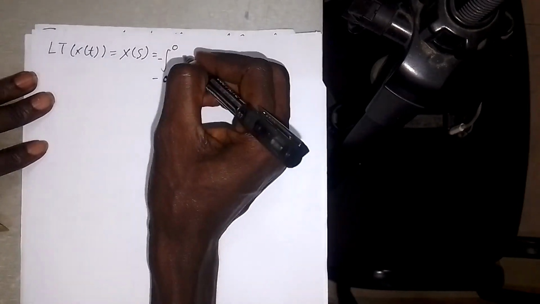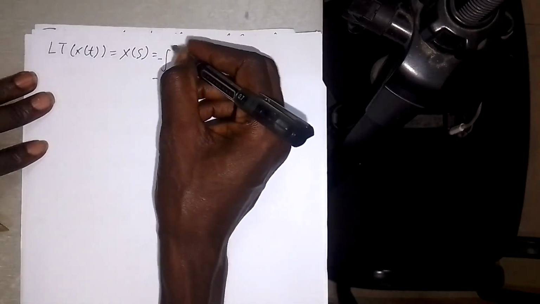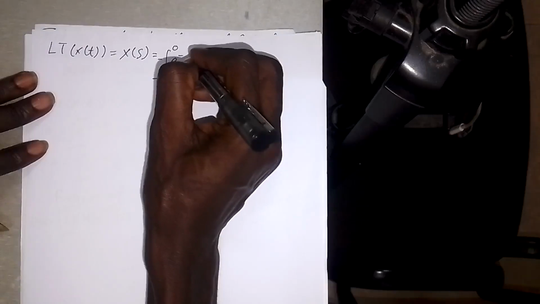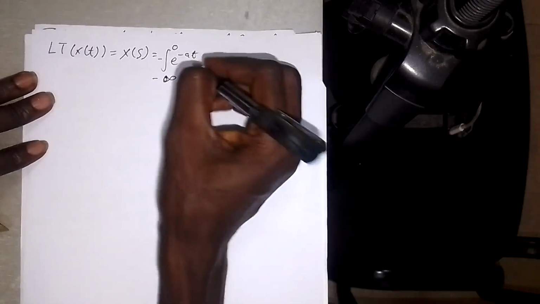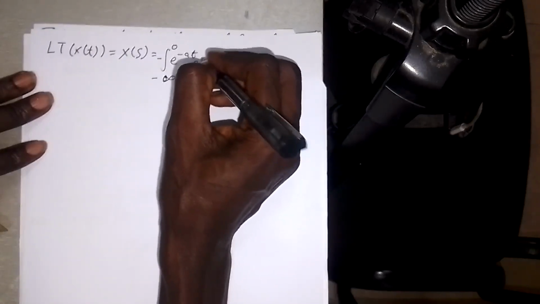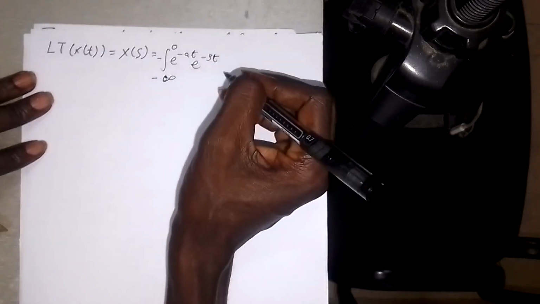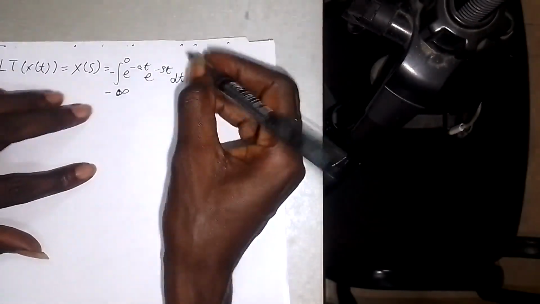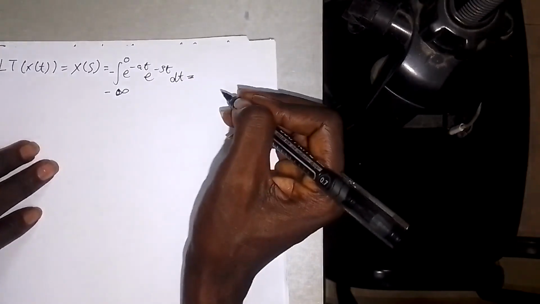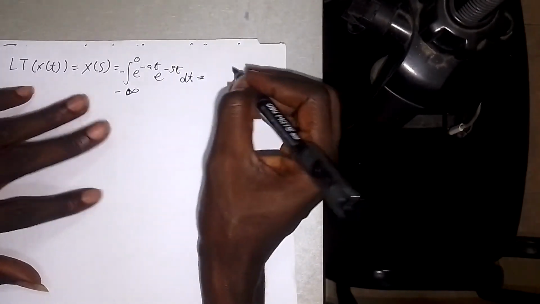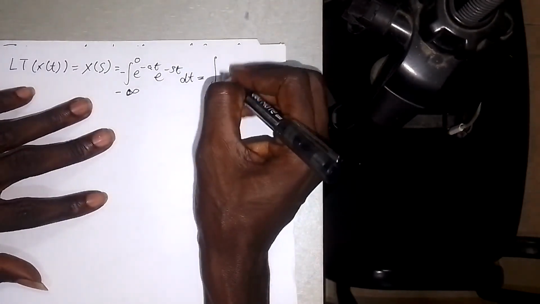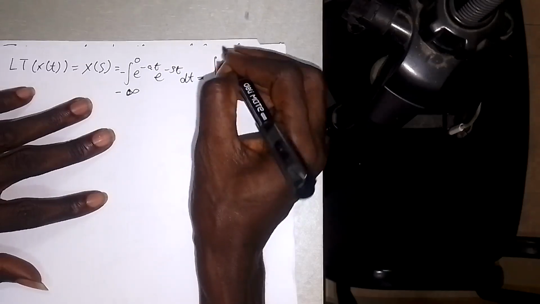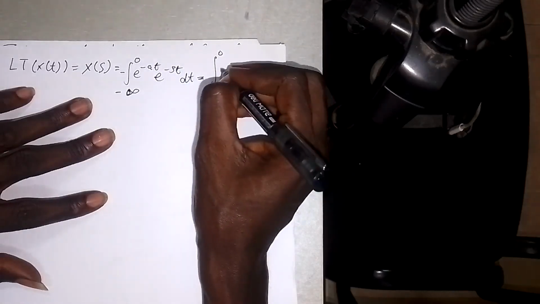Okay, and I had a minus here. We have already written the equation, so we are just picking from that particular point where we stopped. E exponent minus a t, into e exponent st, dt. And then we know that this particular equation is actually equal to the integral from minus infinity to 0.